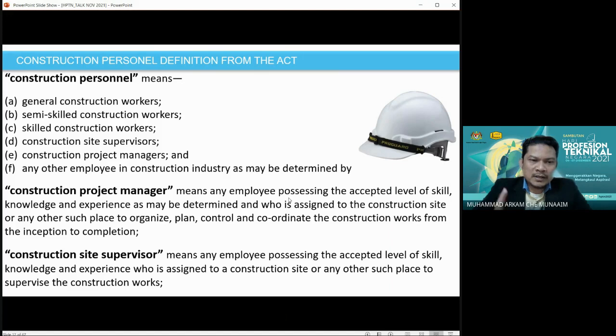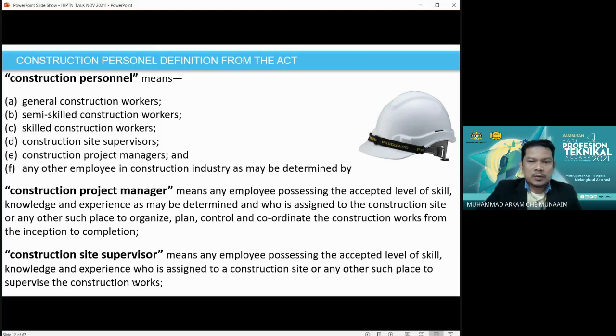And we also have another definition that is important for construction personnel, which is the construction site supervisor. It means any employee possessing the accepted level of skill, knowledge, and experience who is assigned to a construction site or any other such place to supervise the construction work. So people who supervise the construction activities or construction works are considered construction site supervisors according to the Act. If we do supervision work on site without registering with the CIDB, that is actually a contravention of the Act. We will look into that definition later.